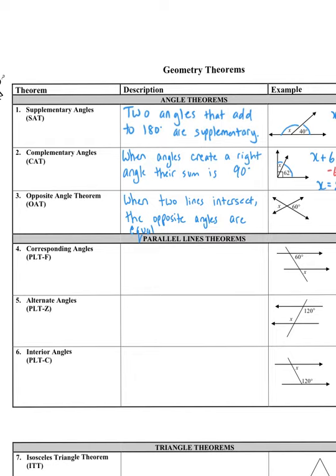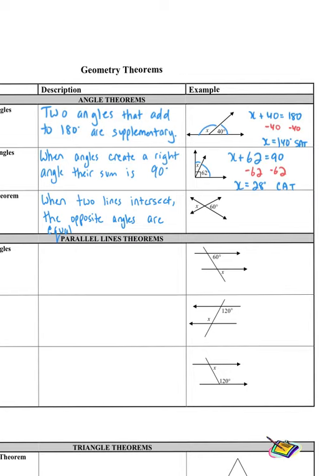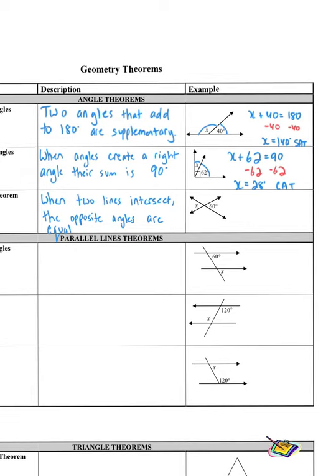The third theorem, called the opposite angle theorem, or OAT for short, states that when two lines intersect, the opposite angles are equal. So in the example, we see two lines crossing each other. One of the angles is given as 60 degrees, so we know that the angle opposite is also 60 degrees. So X is equal to 60 degrees because of the opposite angle theorem.